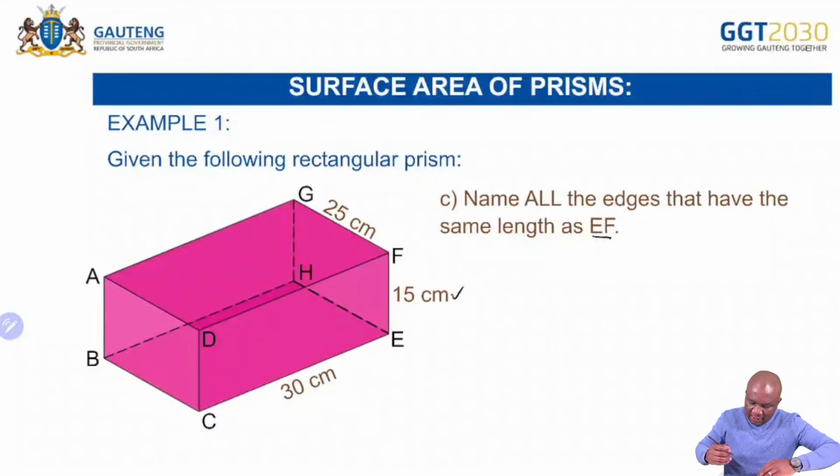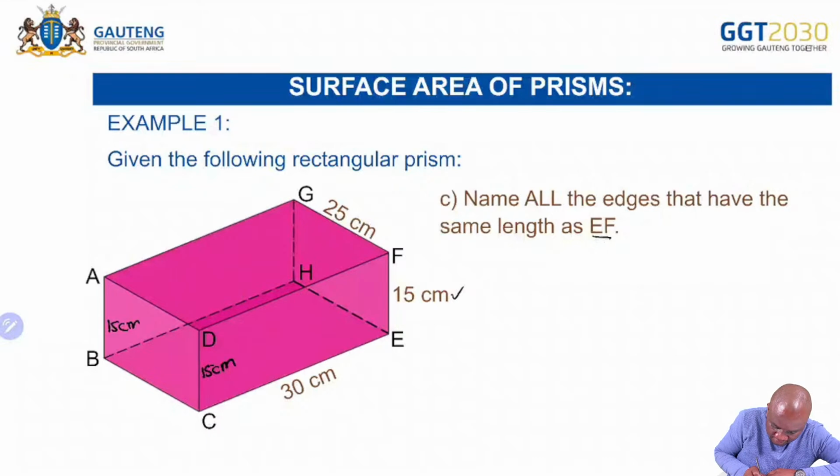Right, welcome back. So DC is 15 centimeters. Right, even AB is 15 centimeters, even GH is 15 centimeters. You see that? So these are the edges that have the same length as that of EF.